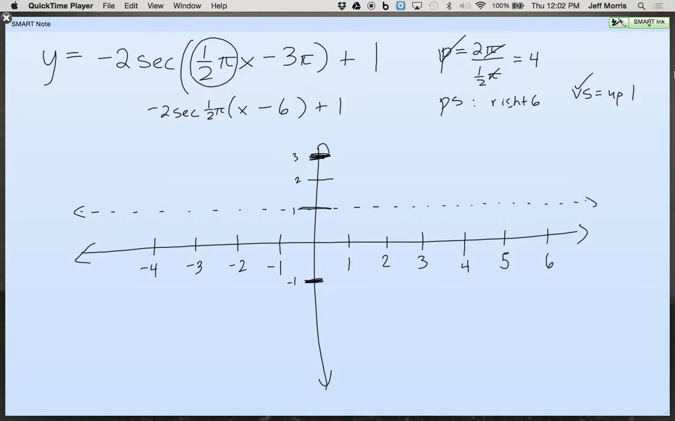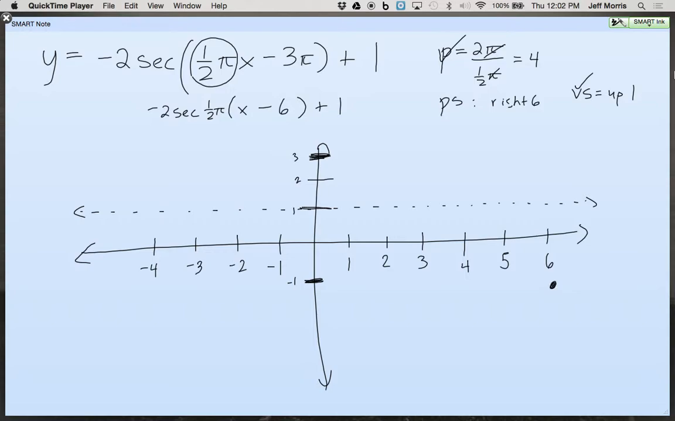Now, it usually starts, you go to the middle, and then you would go up 2, but here's the dealio. It's a negative 2, so instead of going up 2, we're going to go down 2. So there's where cosine starts. But I got to do one more thing. Right 6. There it is.